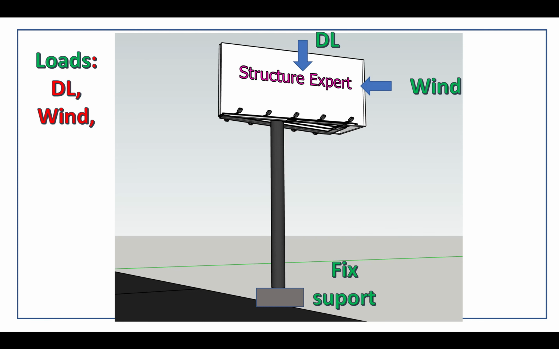Global stability is stable. Your structure is stable in global stability. It is very important before you start to design the element or the member. You have to make sure your whole frame or your whole structure is stable. So it's a very important condition. Boundary condition for the structure must be fixed support.